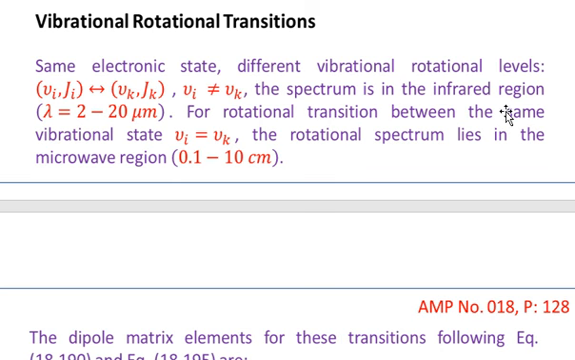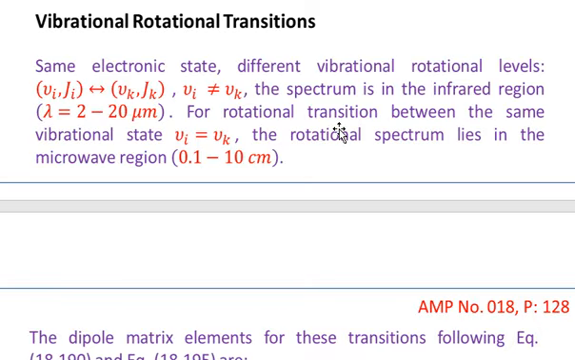The spectrum is in the infrared region. You know that the vibrational quantum numbers are different. Rotational quantum numbers can also be different, but the electronic state is the same. And you know that it will give you the infrared region with a wavelength of 2 to 20 micron.